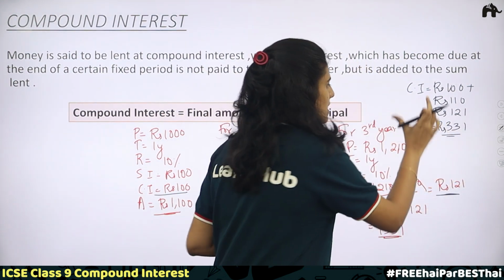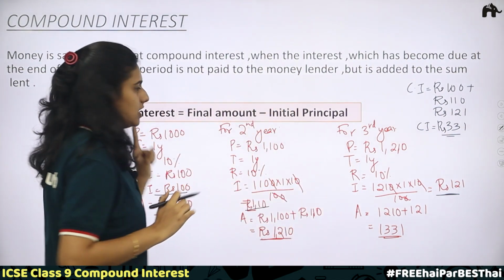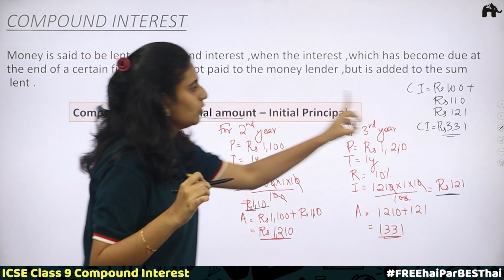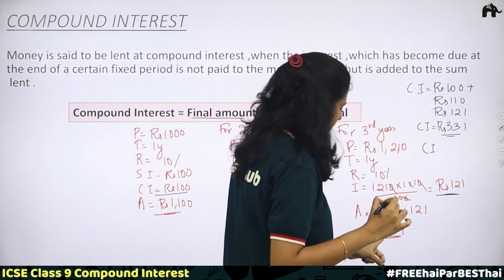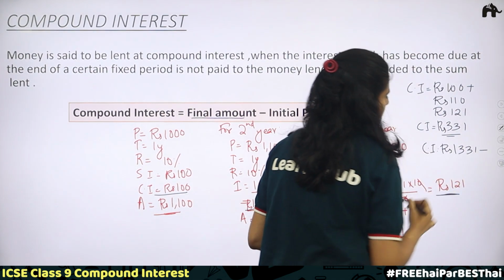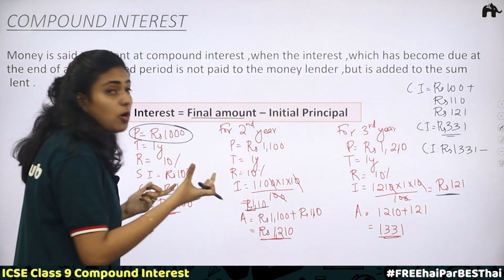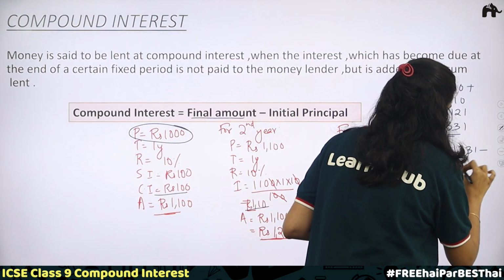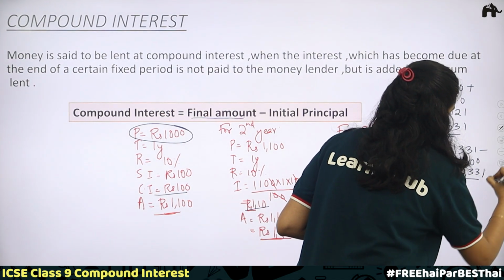This is one way of finding compound interest. And you have another formula, a simple way to find compound interest: the final amount minus the initial principal will also give you the same value. Compound interest is equal to the final amount, which is rupees 1,331, minus the initial principal, that is the starting sum that is deposited or the amount that is taken as loan. Here it is rupees 1,000. So minus rupees 1,000. How much do we get? We get rupees 331. This is the same value.